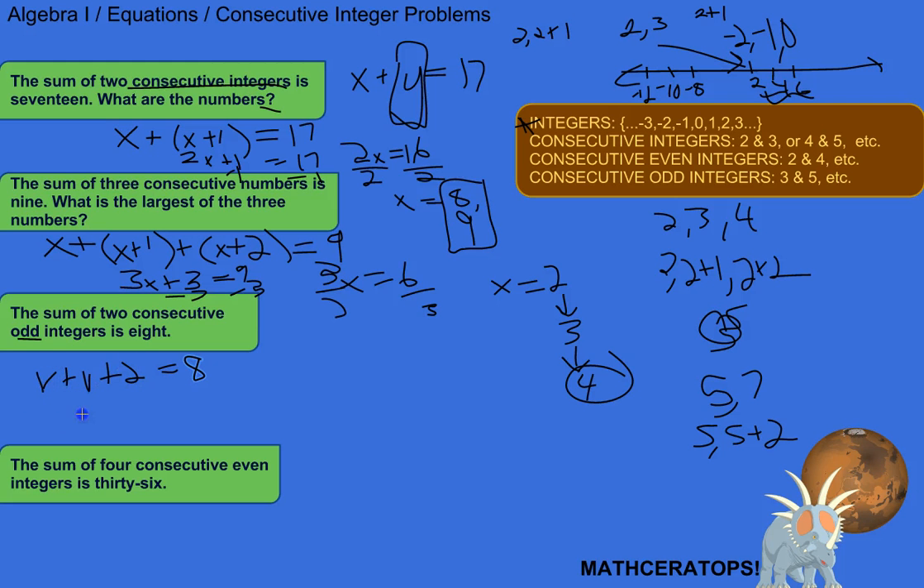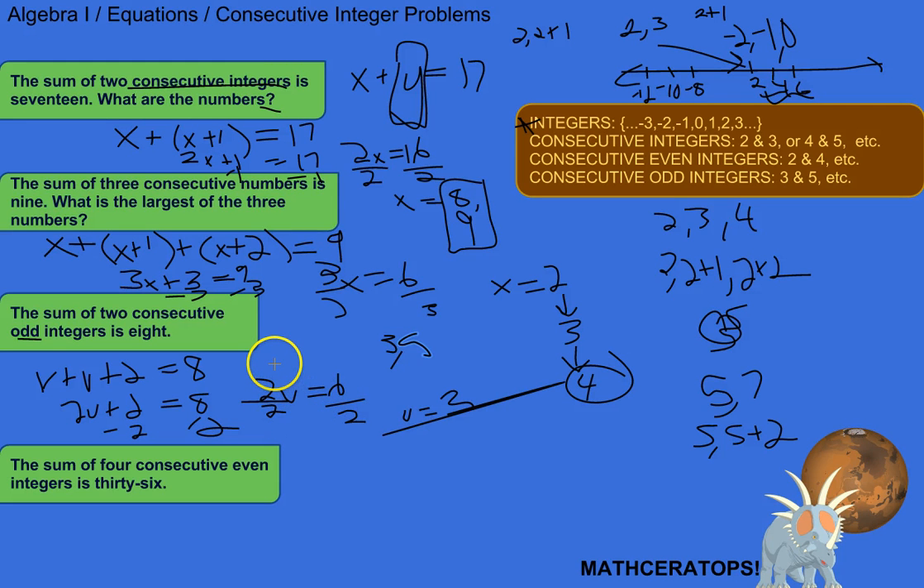Okay, let's combine like terms. 2v plus 2 is equal to 8. We're going to get v by itself, so 2v equals 6. So we're going to divide that by 2 because it's being multiplied by 2. V equals 3. Okay, so that's our starting number. The next consecutive odd integer up is 5. And is 3 plus 5, 8? Yep. Good to go.